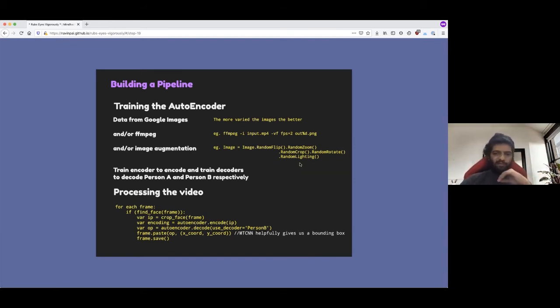Image augmentation, always your friend. I think enough people have spoken about it over the last few days. With image augmentation, you can have flips, zooms, crops, rotations, lighting, contrast, saturation, a bunch of these augmentations to allow your encoders to train better.